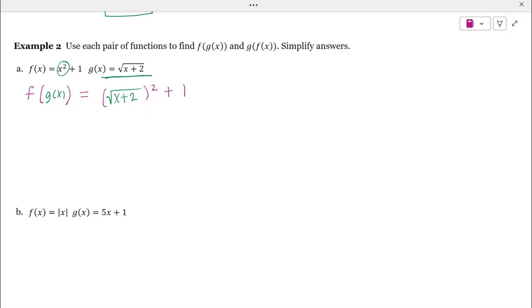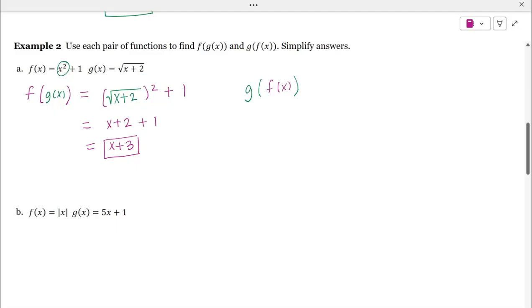Let's simplify this a little bit. The square and the square root are going to cancel each other, so it looks like I'll just have x plus 2 here. And then if I add the 1, I'm getting x plus 3. Let's do this now in the other direction, where we're going to take g and we're going to plug f of x into it.